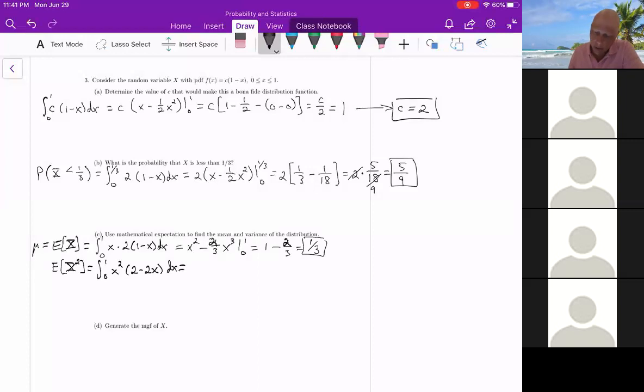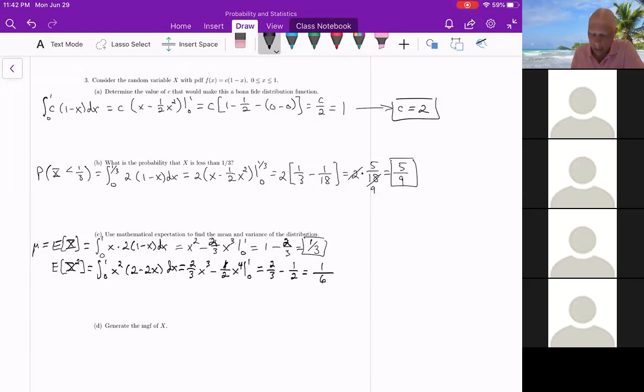And so this is going to be 2x squared, which becomes 2x cubed over 3, or 2/3 x cubed, minus, you've got 2x cubed, which becomes 2x to the 4th over 4, or 1/2 x to the 4th. And evaluating this from 0 to 1, we've got 2/3 minus 1/2. And with a common denominator of 6, this is going to be 4 minus 3, or 1/6.